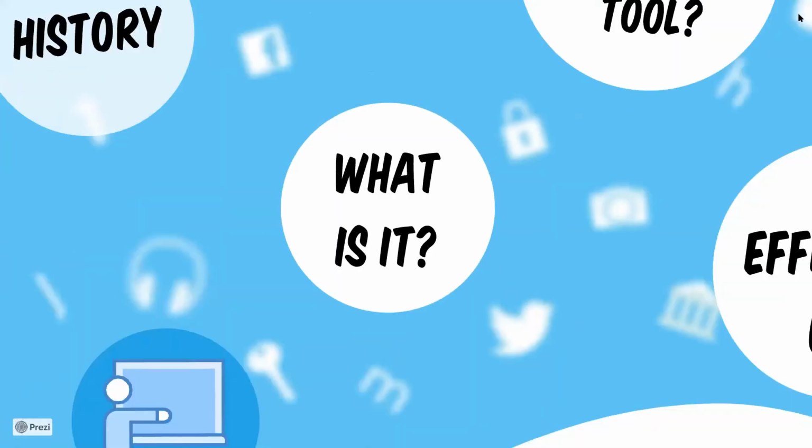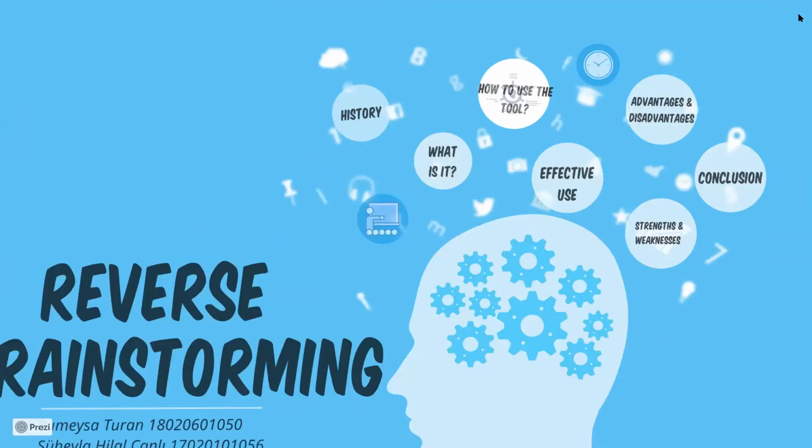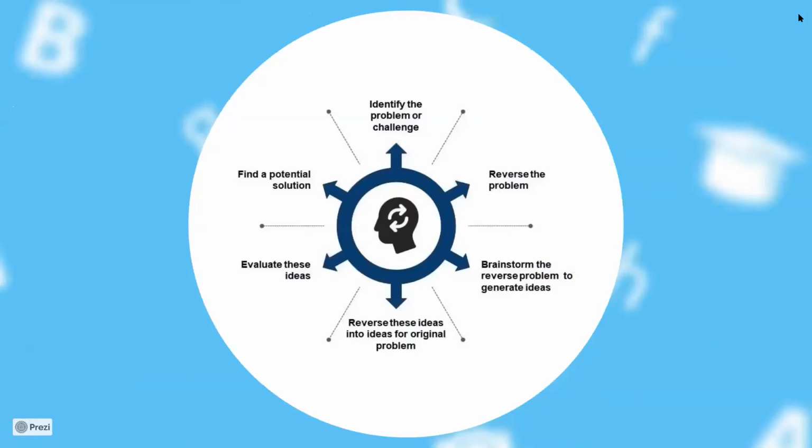Now let's continue with how to use the tool. First of all, clearly identify the problem or challenge and write it down. Secondly, reverse the problem or challenge by asking, how could I possibly cause the problem? Or how could I possibly achieve the opposite effect?